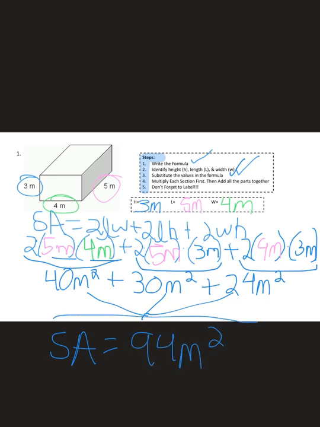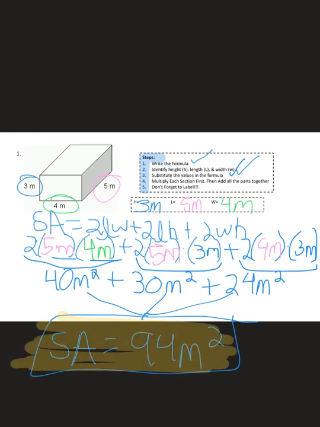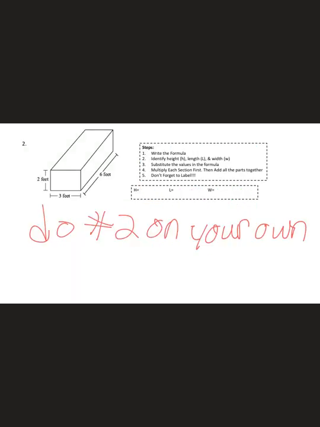So we need 94 meters squared in order to wrap a present, because remember, surface area is how much area does the surface take. So imagine if you're wrapping a gift, that's surface area. Alright, I want you to give number 2 a try on your own. It is very similar to number 1. You're going to follow the same process and steps, but you're just using different numbers.